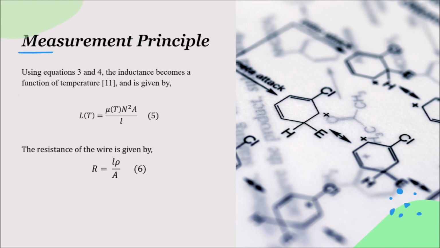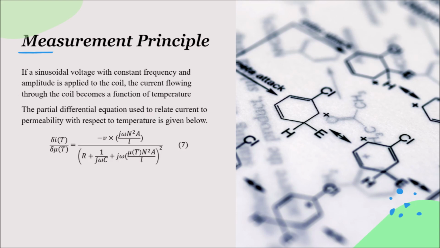The formula is used to calculate the resistance of the coil as shown in equation 6, where the length of the coil, the parasitic resistance, and the cross-sectional area are used. If a sinusoidal voltage with constant frequency and amplitude is applied to the coil, the current flowing through the coil becomes a function of temperature. The partial differential equation used to relate current to permeability with respect to the temperature is given as equation 7. This equation is used to set the design parameters.